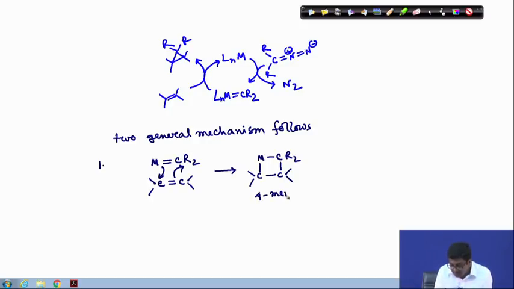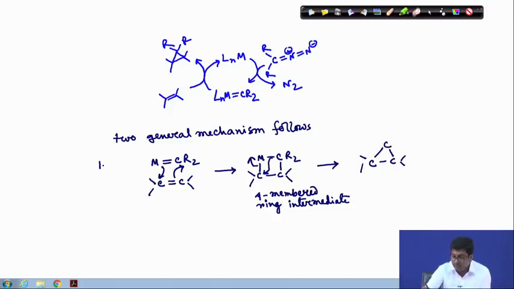So, once it is generated, this 4-membered ring can decompose to the corresponding cyclopropane ring. So, what will be the next one?